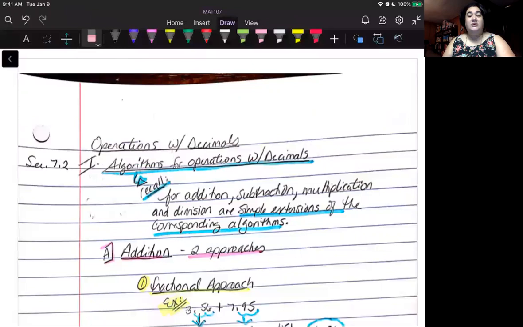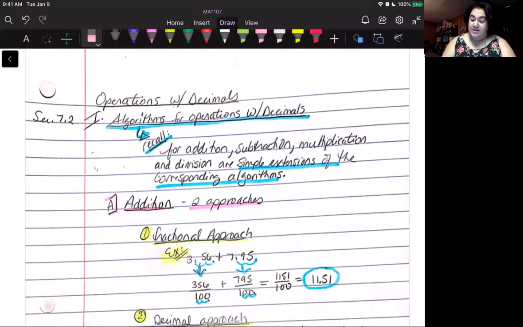So in section 7.2, we're going to be talking about operations with decimals. We are also going to discuss repeating decimals and sequentially repeating decimals, and we're going to discuss scientific notation. So let's get going. For operations with decimals, you have some basic algorithms on how to work with them. You have probably already done this a million times and you just don't realize it. So let's begin with some things that you should remember.